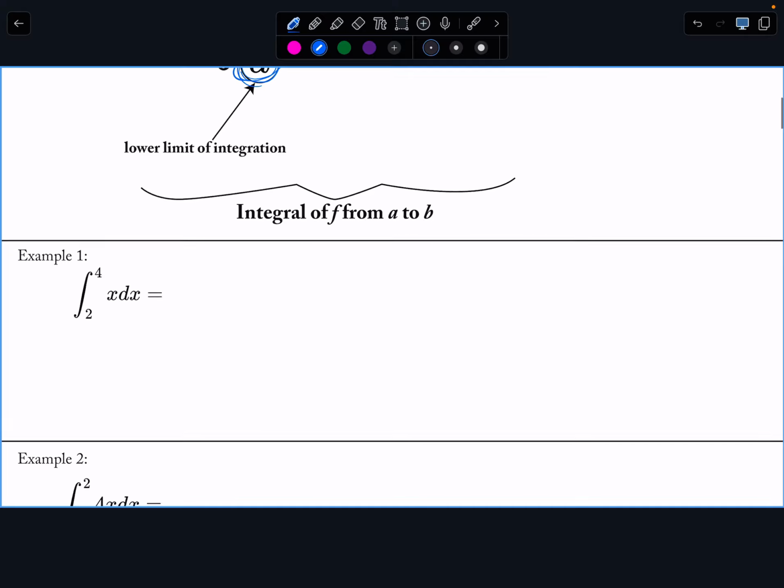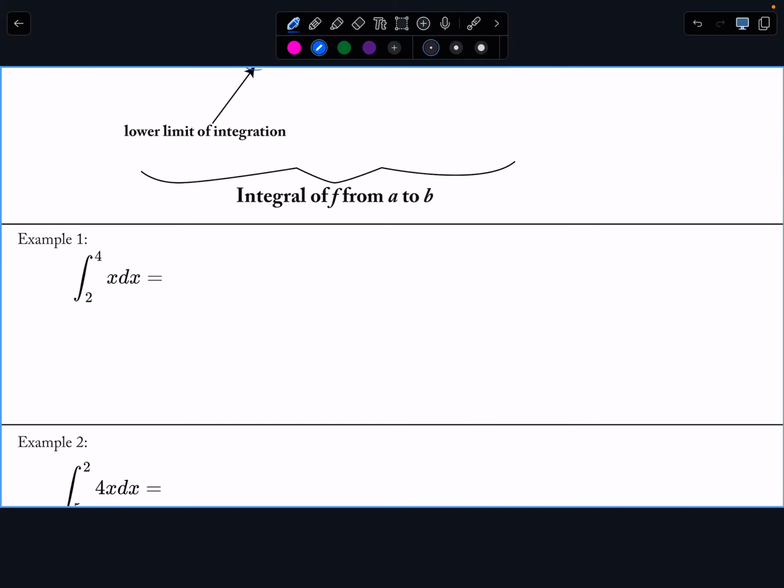So notation is kind of important to College Board. On a multiple choice test, nobody cares. But College Board will care on a free response. So your first step is to take an antiderivative. So if I have x dx, what is my antiderivative of x? 1/2 x squared.